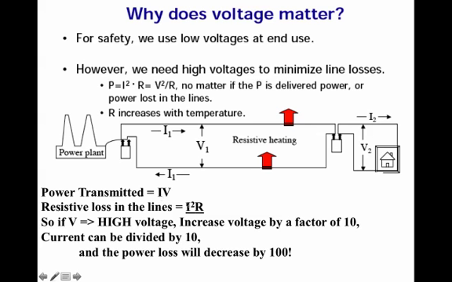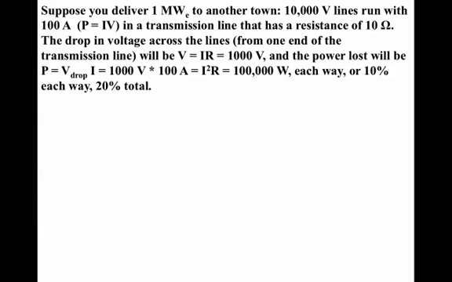So if we want to lower the current, we can just raise the voltage up and transmit the same amount of power. So if we make the voltage very high, let's say we multiply the voltage by a factor of 10, we could transmit the same amount of power with 1/10 the current. And if we can cut that current down by a factor of 10, we cut the power loss in the lines by a factor of 100. So it's very important that we boost up our voltage as high as possible.